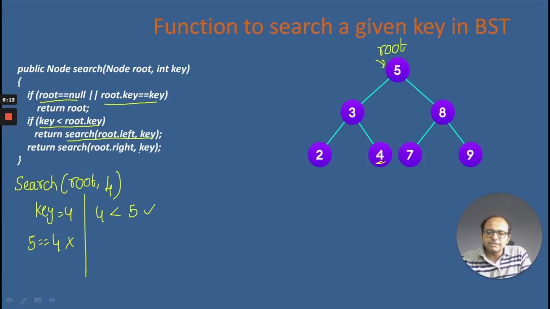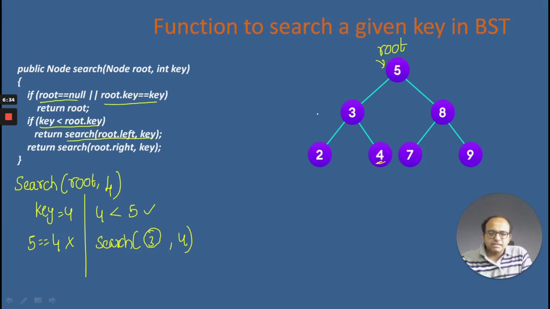The associated statement will be executed, which is again a recursive call. search(root.left, key). So root.left is node 3, isn't it? So node 3, and key value is 4. That is what we are searching here.